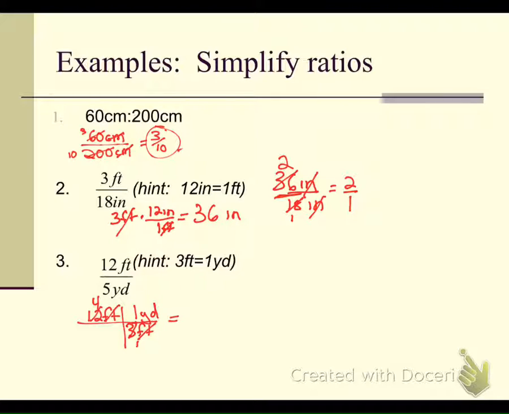So this is just going to be 4 yards. Okay. Now I'm going to put this back in my numerator. So I have 4 yards over 5 yards. Our units cancel. 4 over 5. Is there anything in common? Nope. So our ratio is 4 to 5. So for every 4 of one, there's going to be 5 of the other.